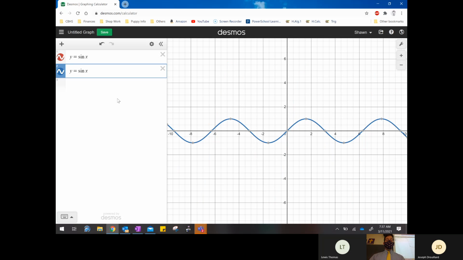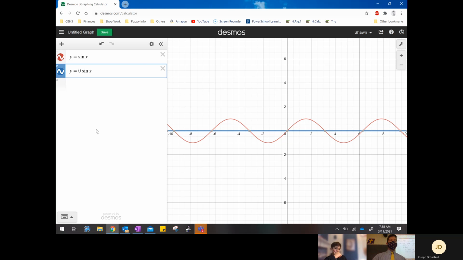Okay, but what if I wanted to make it like 0.5? Oh, now what happened? It got smaller, or 0.1. Ooh, it got tiny. What if I just make it 1? It's the same graph, okay? What if I make it 0? It flattened that curve out to a straight line, because y equals 0 is the equation of a horizontal line at the x-axis. So that's why we're parameters on there.